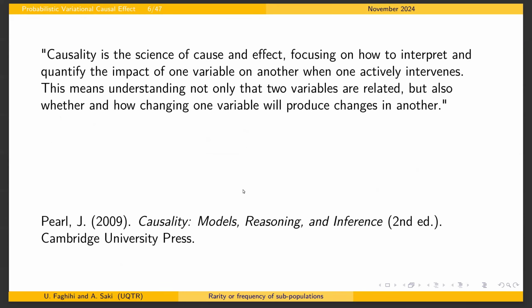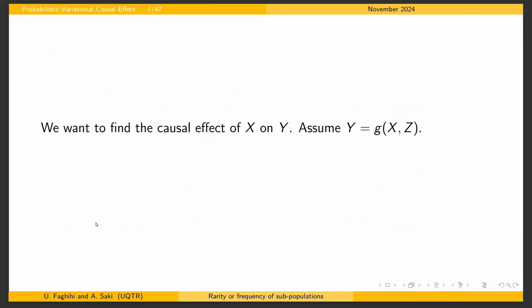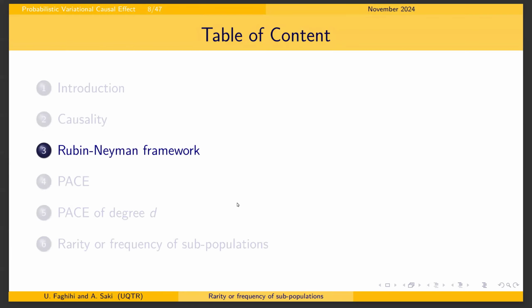Okay. Very briefly, maybe most of you know about causality. Causality is the science of cause and effect, focusing on how to interpret and quantify the impact of one variable on another when one actively intervenes. This means understanding not only that two variables are related, but also whether and how changing one variable will produce changes in another. That comes from Mr. Pearl. Here in this presentation, we want to find the causal effect of x on y, assuming y is equal to g, a function of x and z.